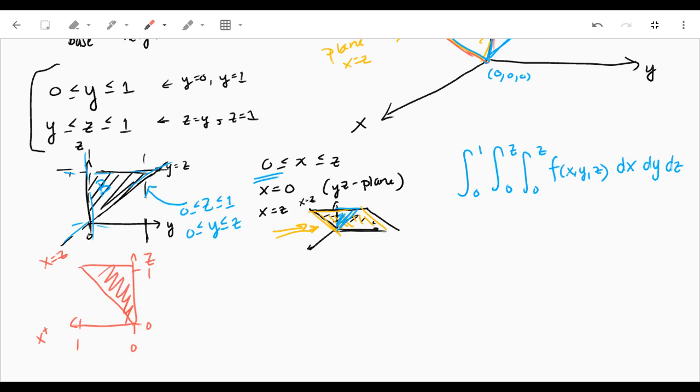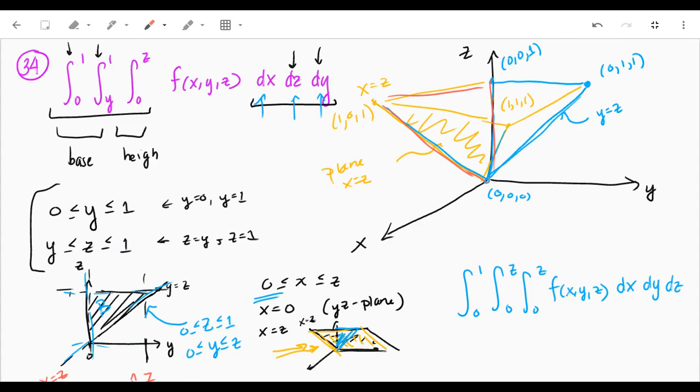So that triangle, we can do X is between 0 and 1, and then your Z is between X equals Z and 1. Or the other way we can do it is Z is between 0 and 1, and X, this direction, is between 0 and Z. So that would be the other way to look at it.